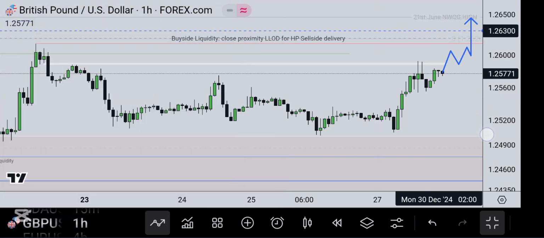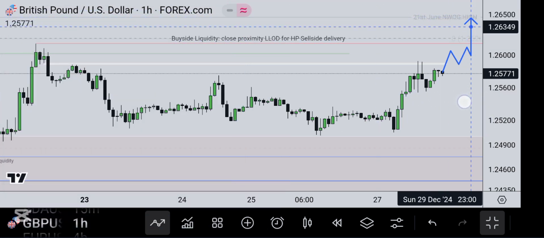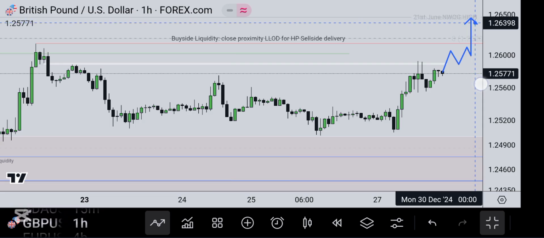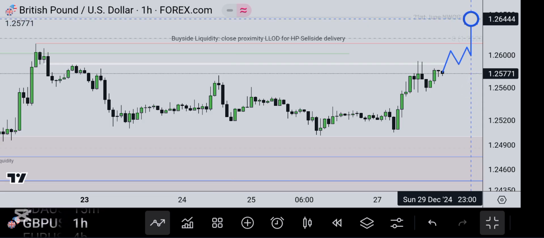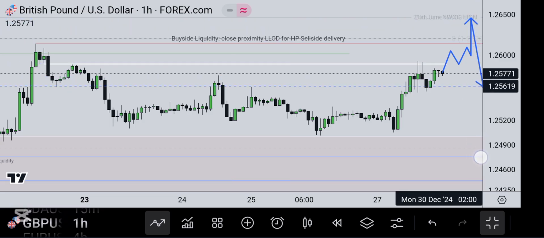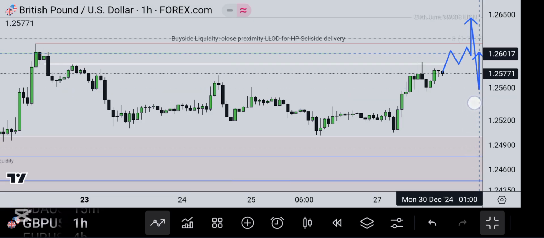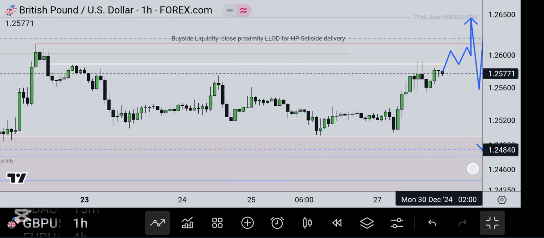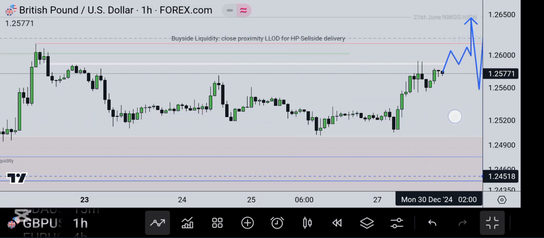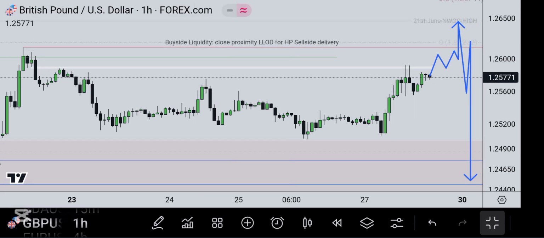So once it does that, I don't want to see this really, because it's just so far, but it can, though it shouldn't for high probability sell side delivery. They want to see it fall lower, which might give you a chance, then even go lower to engage all our sell side anticipated delivery. It might not go straight unless it's a high impact news event.